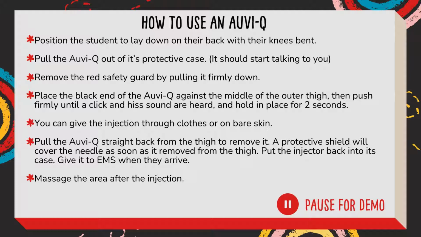Place the black end of the AUVQ against the middle of the outer thigh, then push firmly until a click and hiss sound are heard, and hold in place for 2 seconds. You can give the injection through clothes or on bare skin. Pull the AUVQ straight back from the thigh to remove it. A protective shield will cover the needle, and you'll put the injector back into its case to give to EMS when they arrive. If possible, massage the area after the injection. Here's an opportunity to pause for a demonstration and/or practice time with trainers.